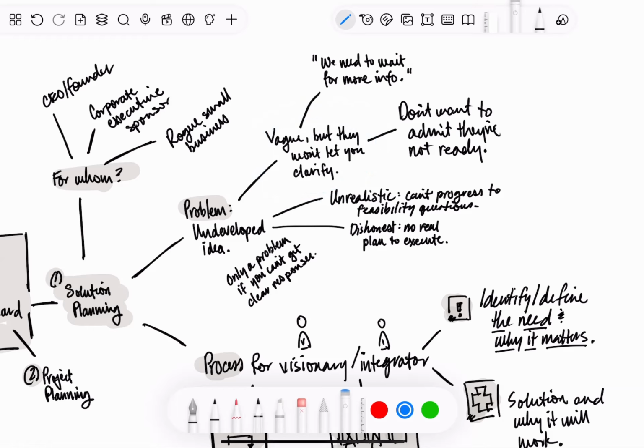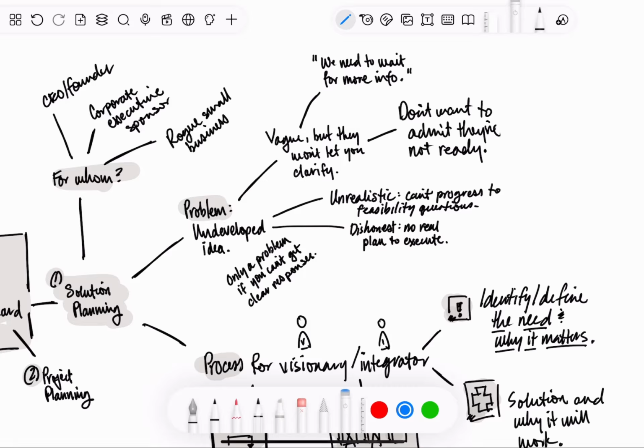But what about unrealistic expectations? When they won't let you sort it out and organize the project at a high level to see if it's even feasible, then if it's too unrealistic, they're not going to want to talk about feasibility questions. Now, if it's unrealistic, that's fine. Unrealistic isn't the problem. It's the inability to admit that it's not feasible right now. And so maybe this and this are kind of similar.